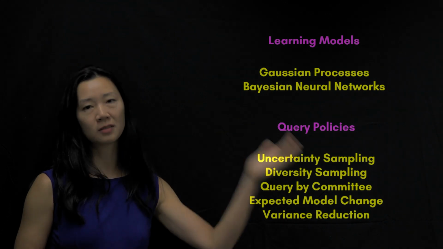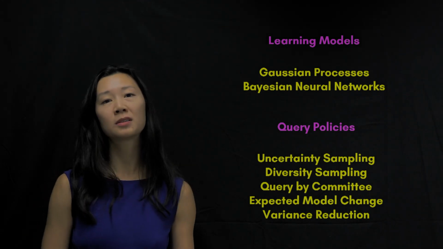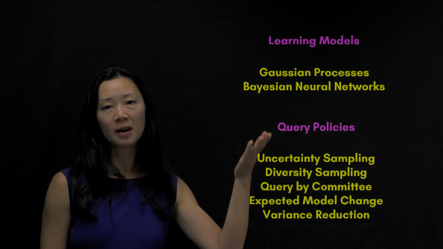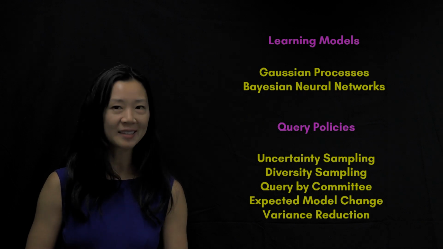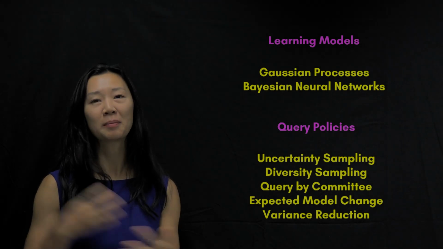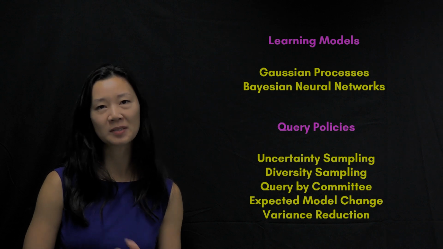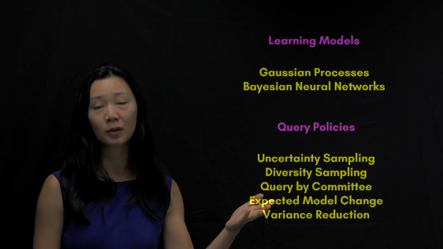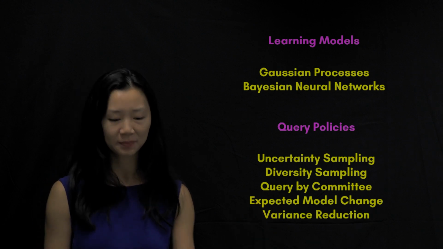So the learning models that we'll cover include Gaussian processes and Bayesian neural networks, which are the most common models I've seen. And of the query policies, we're going to cover a diversity of different kinds of query policies that I think represent the range within all the query policies. So we'll cover uncertainty sampling, diversity sampling, query by committee, expected model change, and variance reduction.